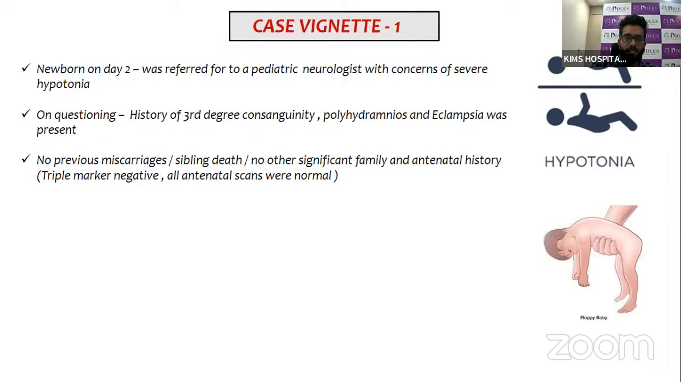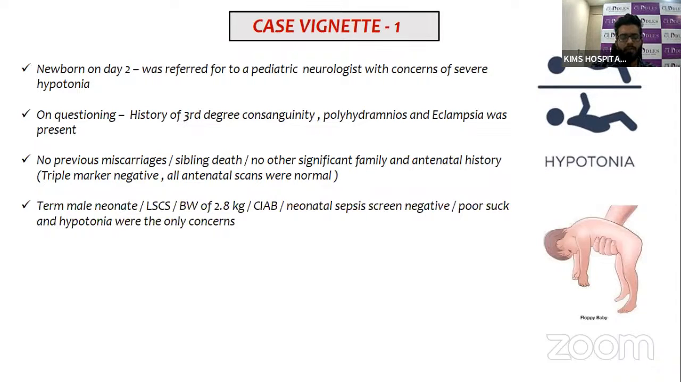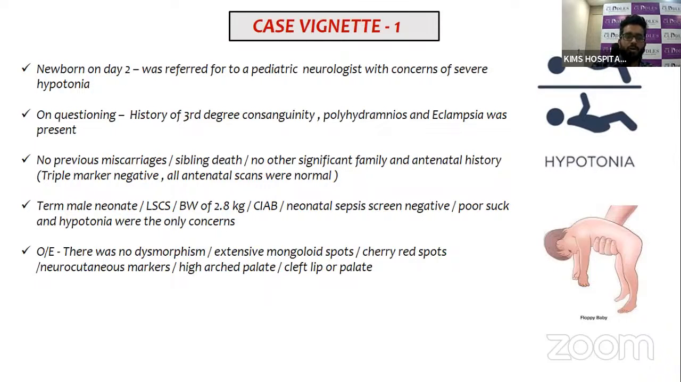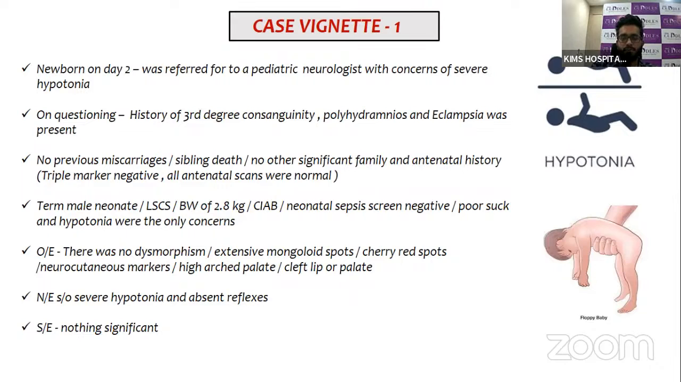And antenatal scans were all done. Triple marker was negative, and all the antenatal scans showed nothing significant. Perinatally, the child was a male neonate born by LSCS because of the previous section, birth weight 2.8. The child cried immediately after birth and was kept in the NICU in view of hypotonia, but the sepsis screen was negative. On examination, the child had poor suck and hypotonia. These were the only concerns from the neonatologist. There was no dysmorphism or any other neurocutaneous markers. There was severe hypotonia with absent reflexes. Rest of the systemic examination was within normal limits.